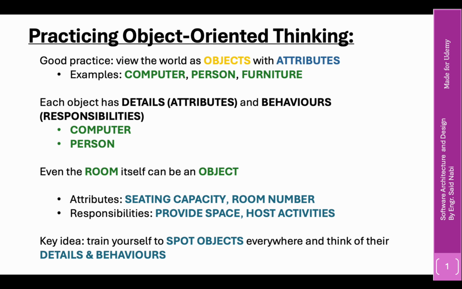The key idea is to train yourself to spot objects everywhere and think of their details and behaviors. Wherever you go, you have to spot all the objects, and then you can give different roles to each object. In the real world, the system works like this. You have different objects, whether it is a car, a truck, a bike, or any other object. That object must have some attributes, and it must have some responsibilities, and it also has a lifetime.